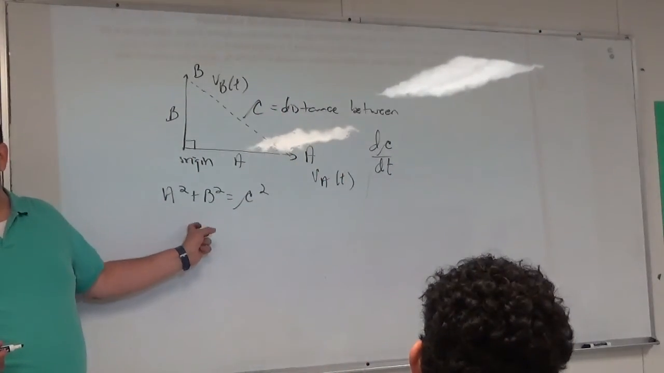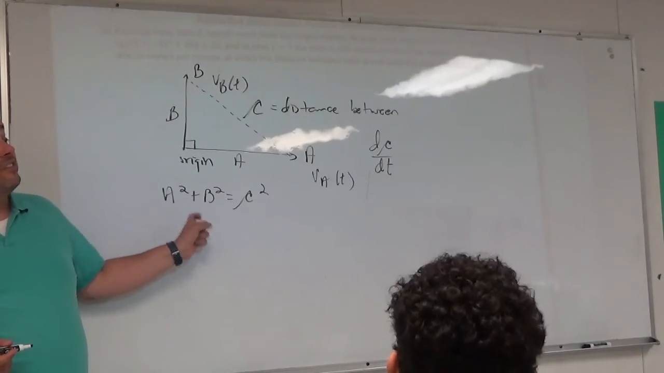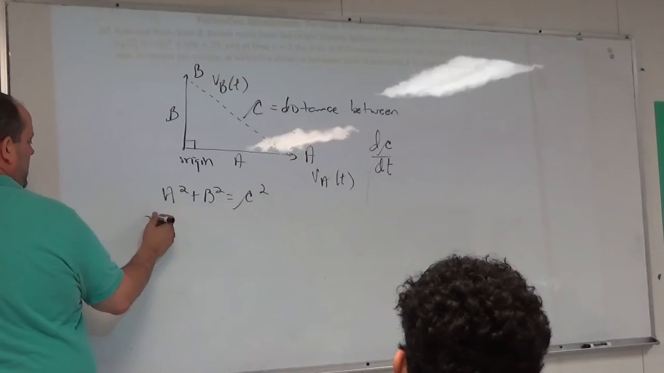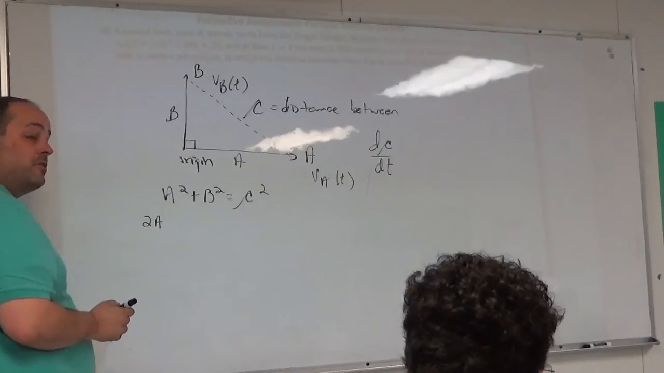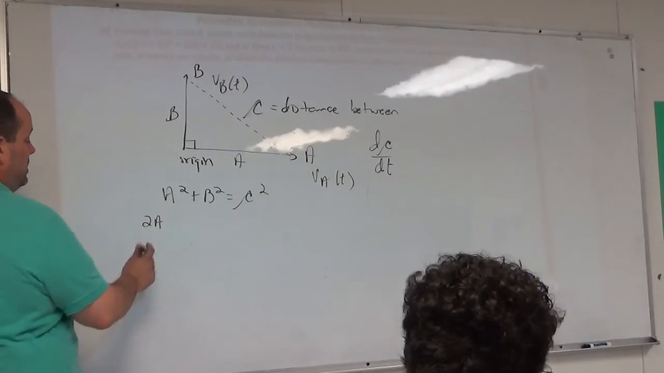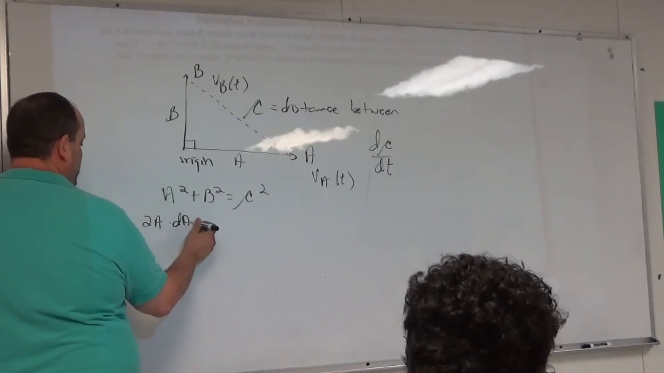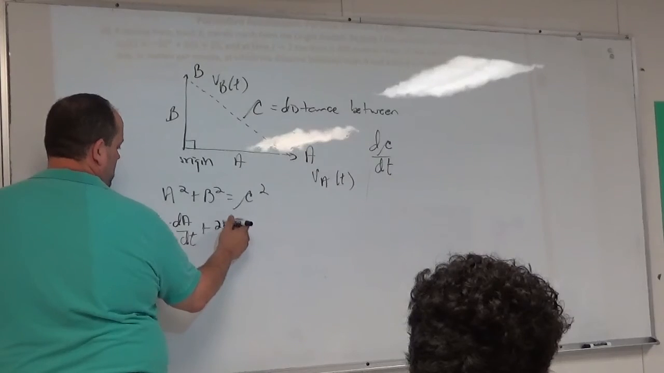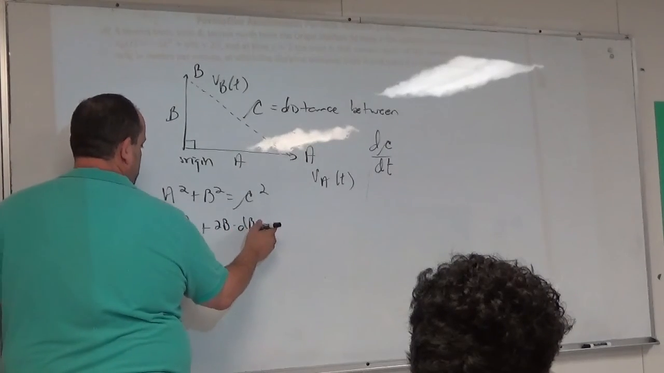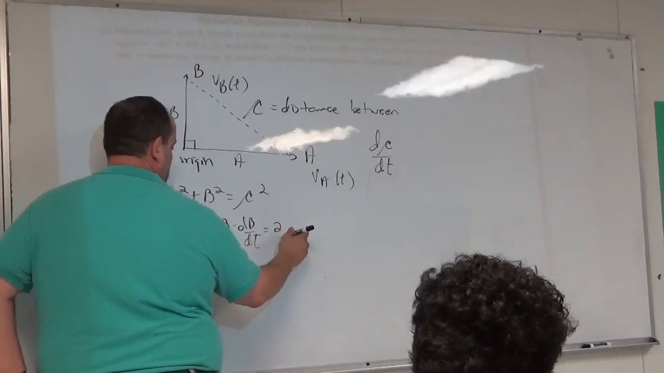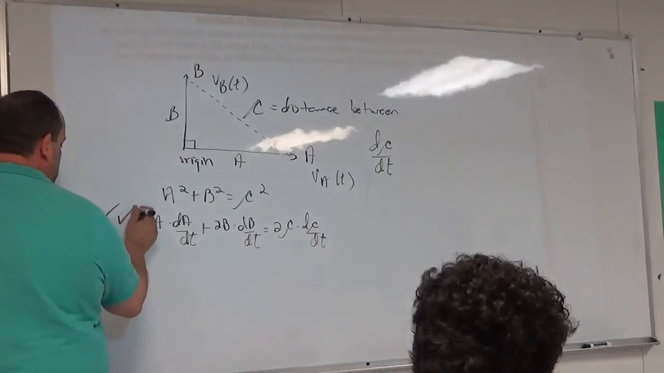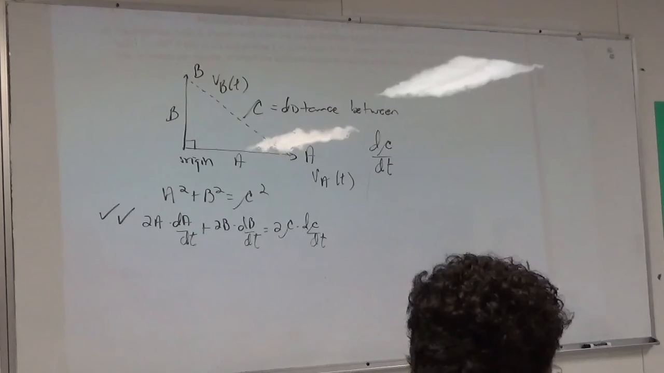What are we going to do? Derivative. The derivative of A squared with respect to t is 2A times dA/dt, plus the derivative here, 2B times dB/dt, equals 2C times dC/dt, and that got you 2 points. From there, you just needed to plug the stuff in.